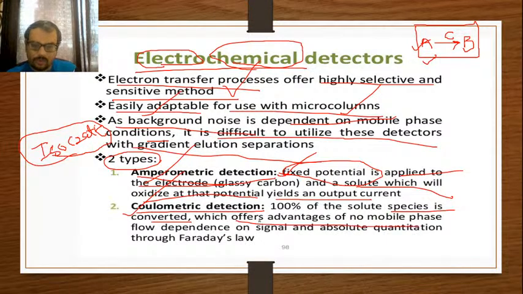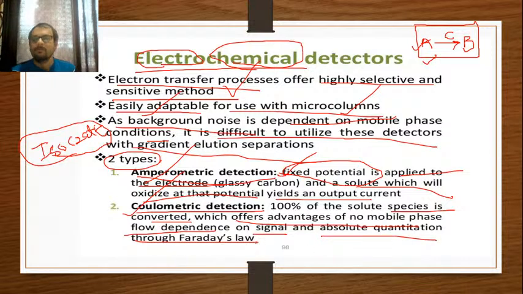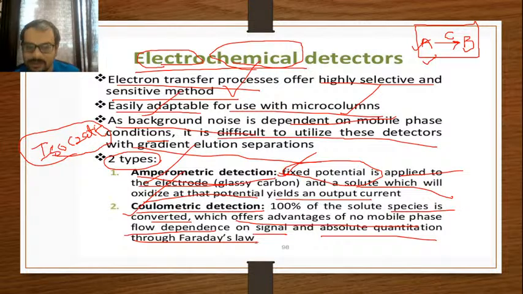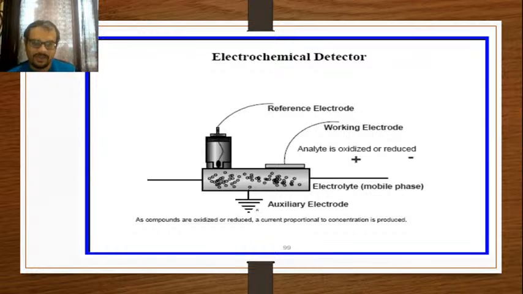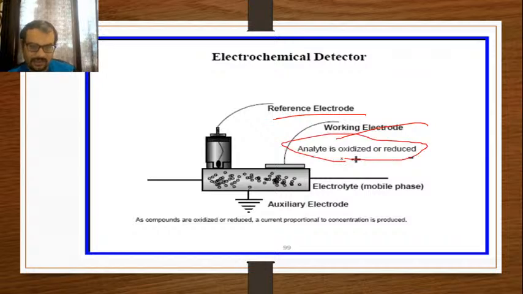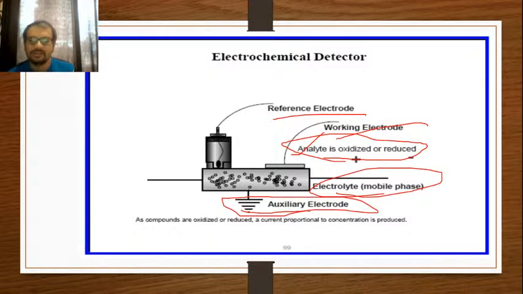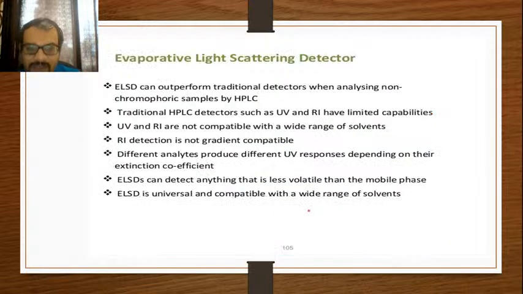It offers the advantages of no mobile phase dependence on the signal and absolute quantitation through Faraday's law, because there is 100% oxidation at the electrode surface by the solute itself. So these amperometric and coulometric methods form part of your electrochemical detection. This is how we already dealt with it. The reference electrode and working electrode will oxidize or reduce the analyte depending upon the potential applied, and these are then detected by your auxiliary electrode. So this is how the electrochemical detector system works.